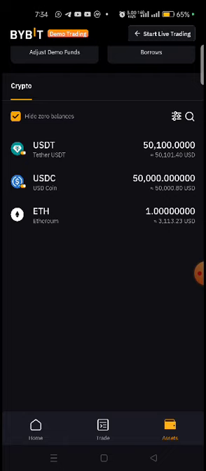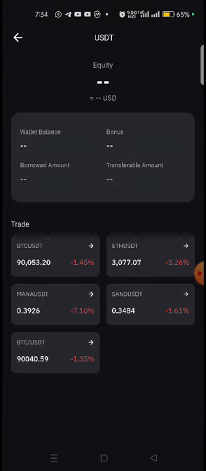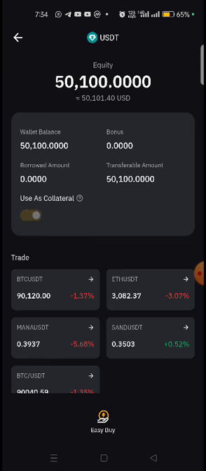Let's say your airdrop pays you, or you can afford to buy $50 or $100 and start trading with it. Go to your demo account and test it. So let's use $100 for example. I have 50,100. I'm going to convert 50,000 to USDC and leave the rest as USDT, so that I'll focus on using only USDT to trade.